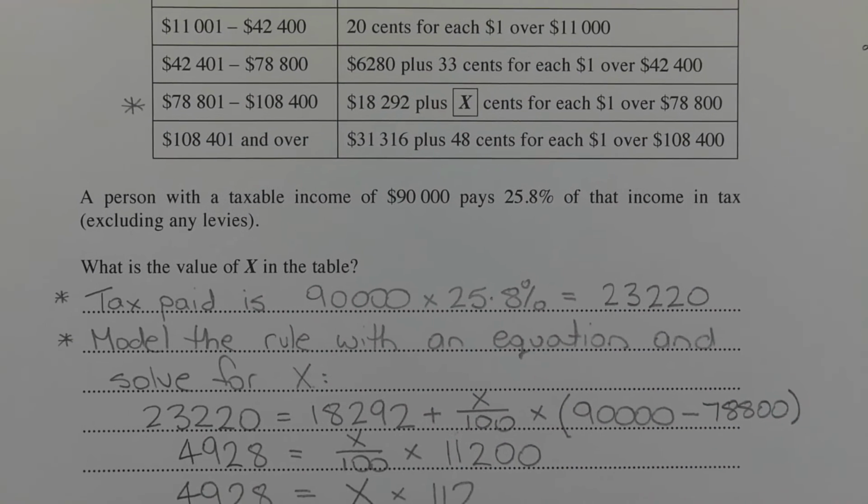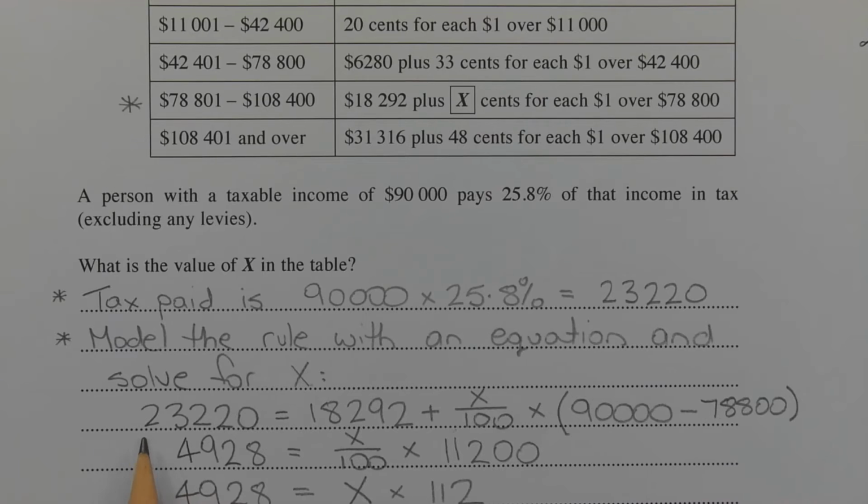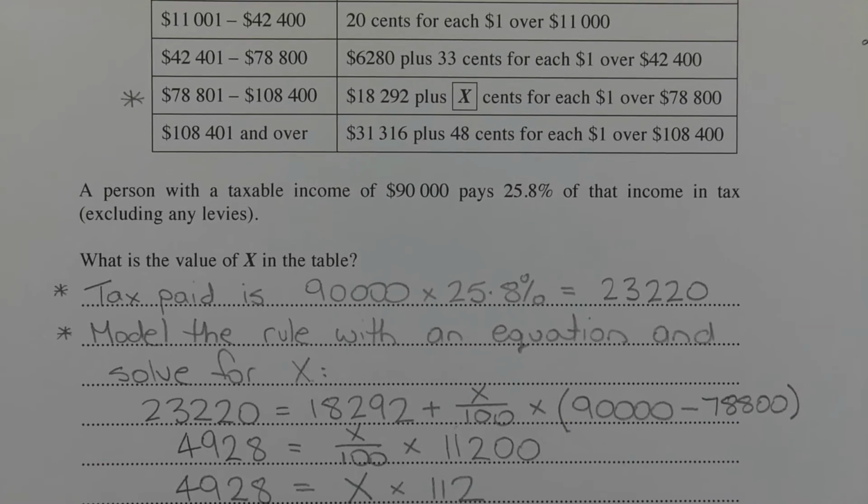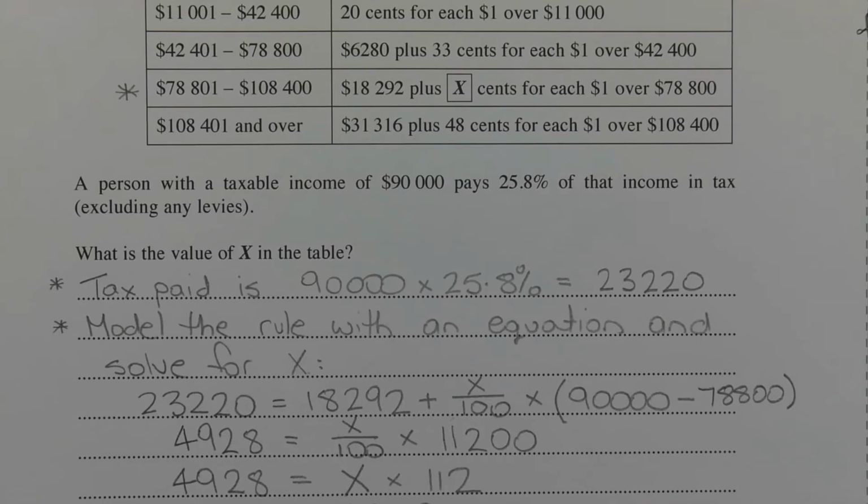So going back over this again, the equation is 23,220 is equal to 18,292 plus X over 100 times 90,000 minus 78,800 in brackets. Now we need to solve the equation for X.